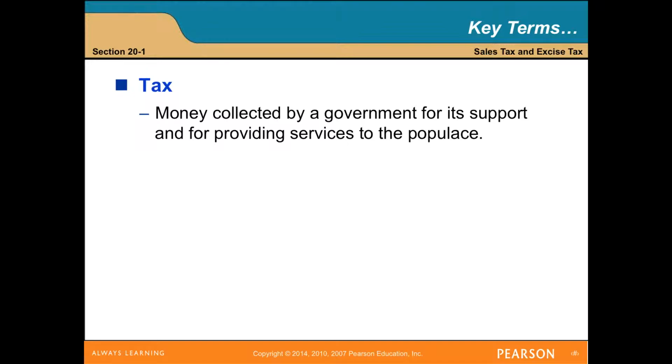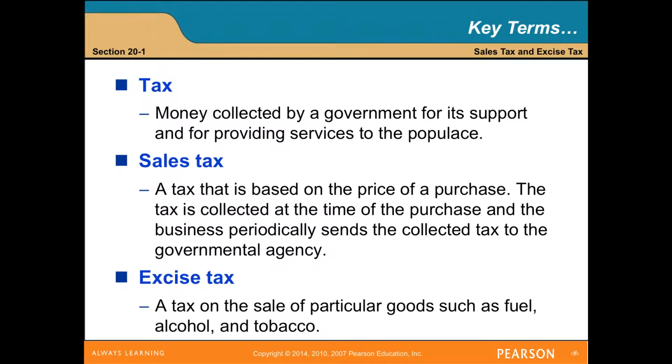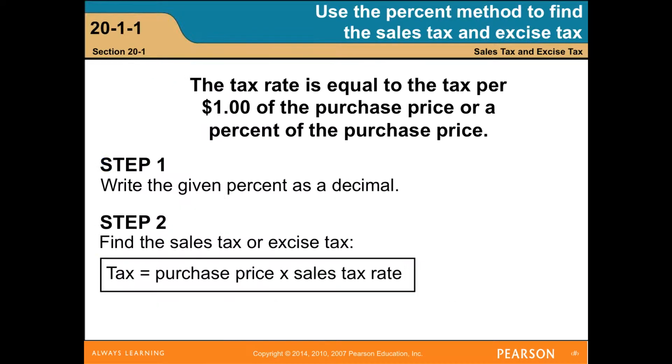So what's a tax? A tax is money collected by a government for its support and providing services to the populace or to the population. Sales tax is a tax that's based on the price of the purchase. The tax is collected at the time of the purchase, and the business periodically sends the collected tax to the government agency. An excise tax is a tax on the sale of a particular good, such as fuel, alcohol, and tobacco.